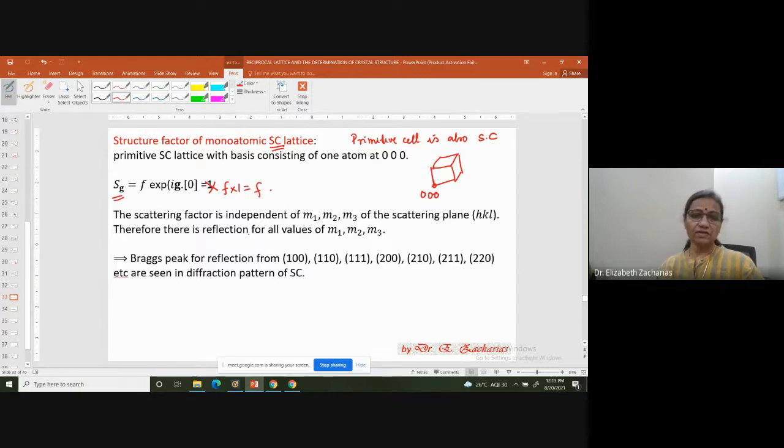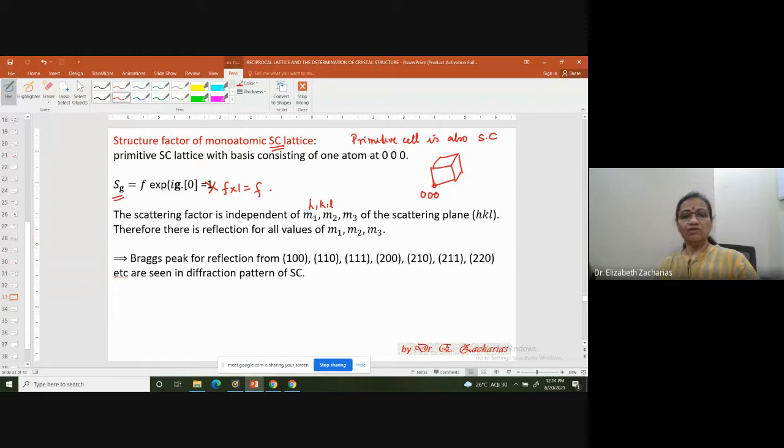So that means there is going to be no dependence of H, K, L or M1, M2, M3 on the scattering factor. From any of the planes, you can have scattering, and there will be a constructive interference corresponding to any combination of H, K, L. So that means there is no missing peak. There will be no missing peak.